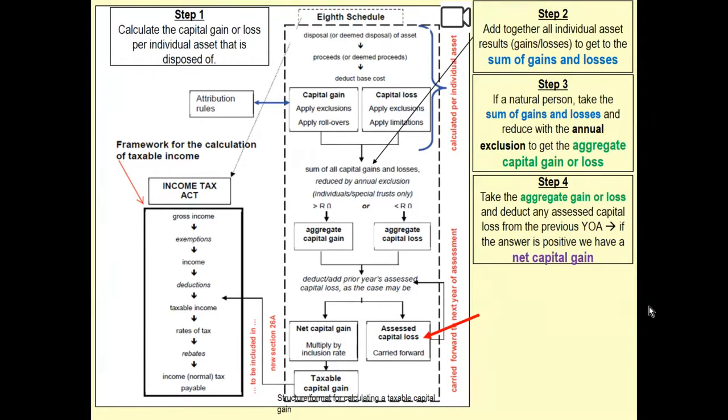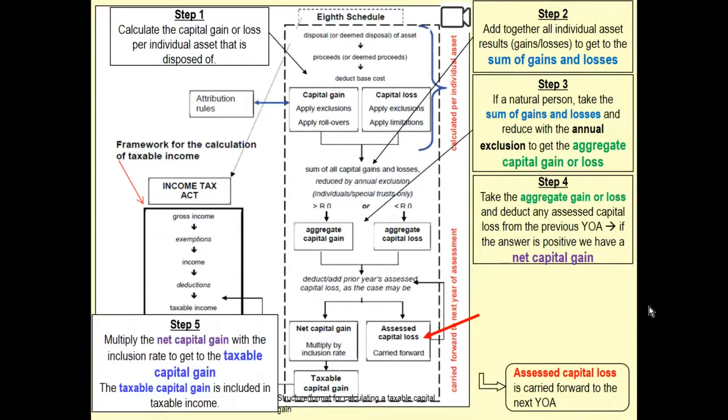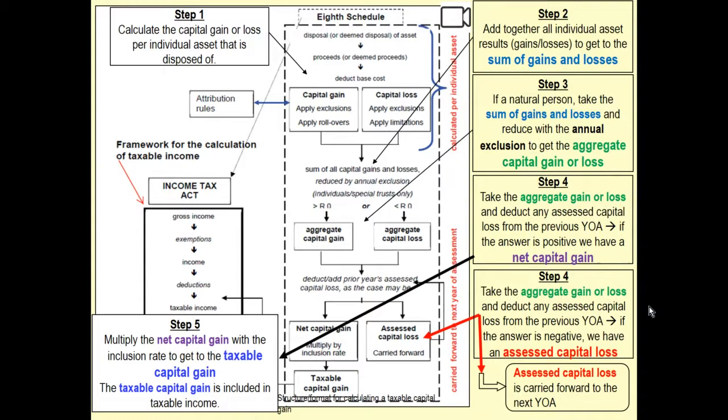If our answer is positive, we have what is known as a net capital gain. However, if it is not positive, what we have is an assessed capital loss. So step 4, because I've just popped all of them on the screen now. For step 4, we will take our aggregate capital gain or aggregate capital loss.